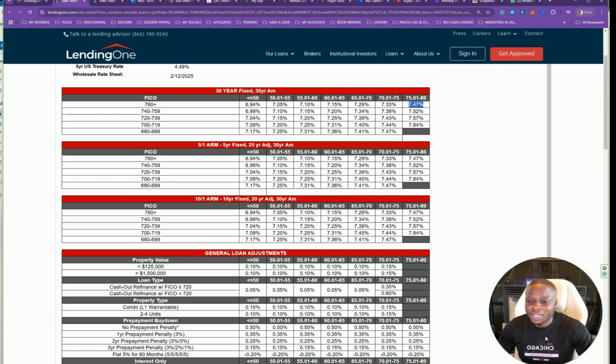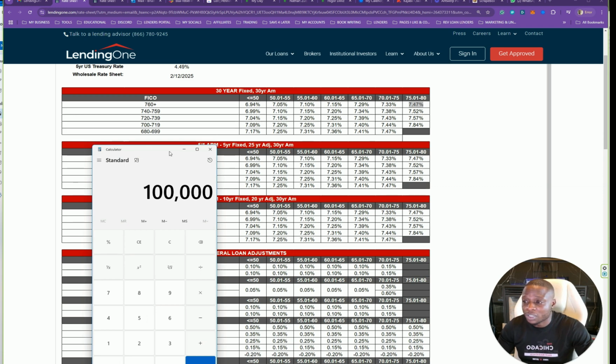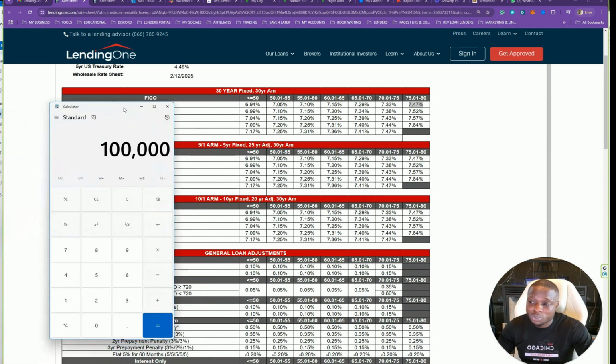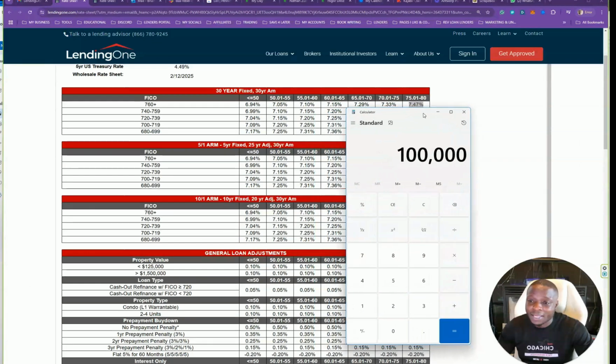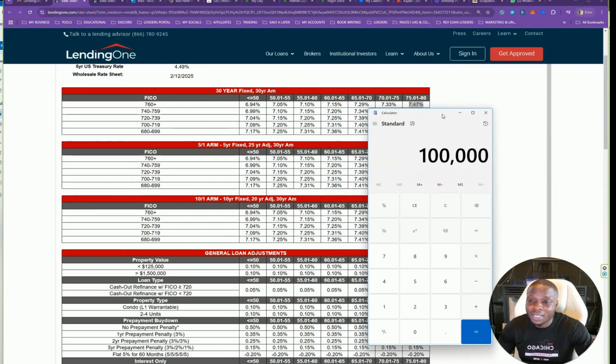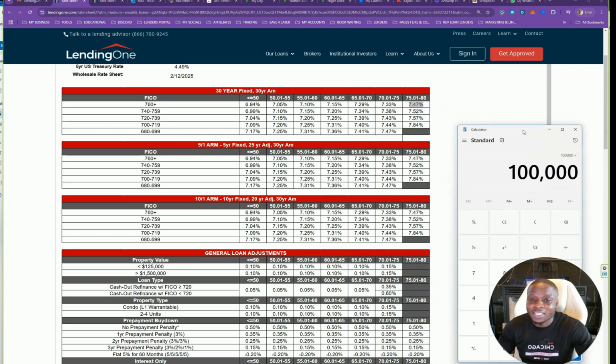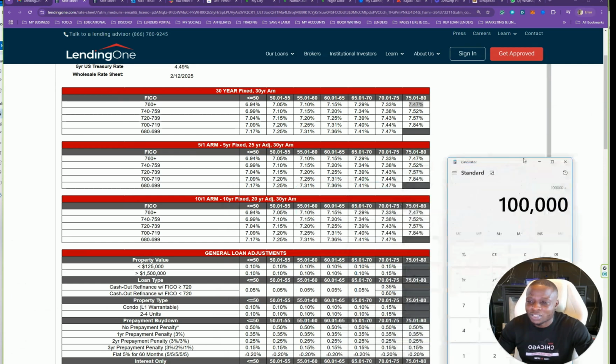But for example, that scenario that I just threw at you, borrower looking to purchase a $100,000 property, has a 760 credit score, and wants to put 20% down. In today's world, with this 30-year fix, they would get a 7.47% interest rate. They would have to, of course, come to the table with $20,000 for purchasing a $100,000 property.